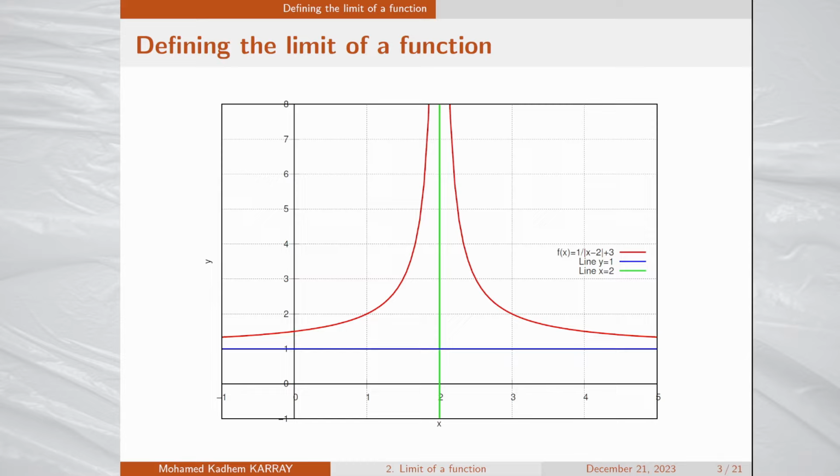So here is an example. I plot the function expressed here in a red color, and you see that when x approaches 2 here, f of x approaches infinity. Also, when x approaches infinity, f of x approaches this value here, which equals 1. We aim to give a precise meaning to this statement of limit of a function at some point or at infinity.